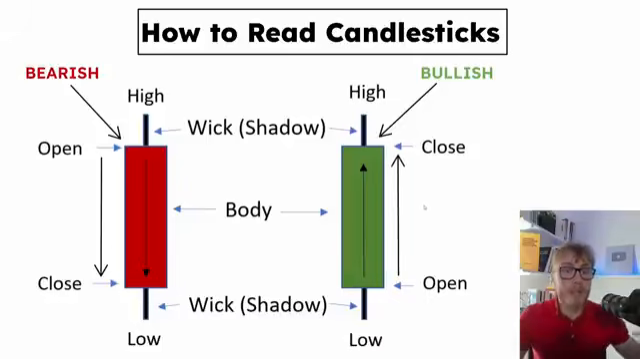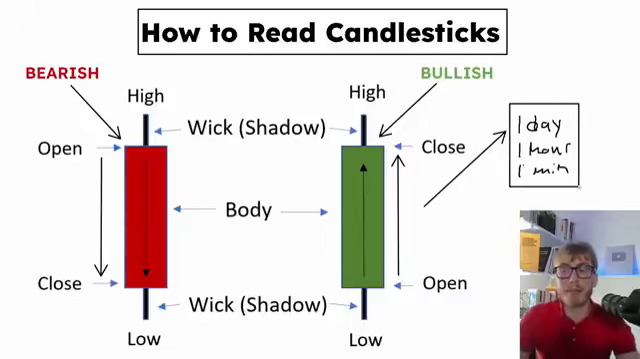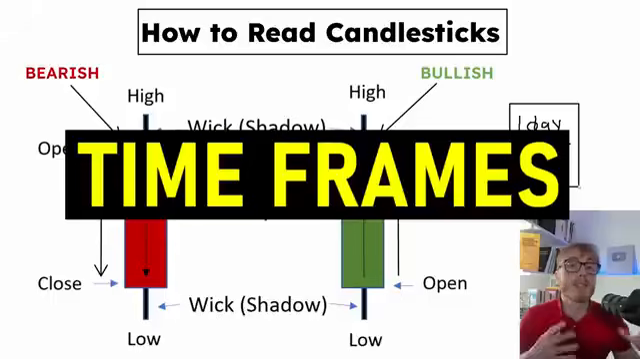And each candle can represent different time periods. One candlestick can be, for example, 1 day, but one candlestick can also represent, for example, 1 hour. I'm sorry for my ugly writing here, but I hope you can see. And one candle can, for example, represent 1 minute. These different time periods are what we call time frames.